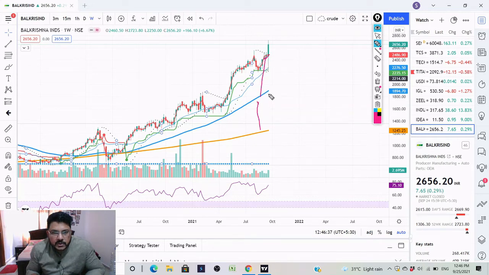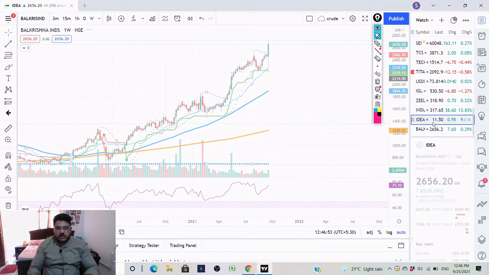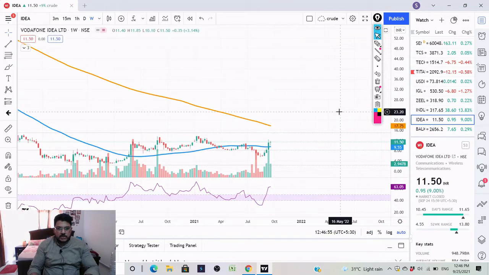The price has gone way far away and it's completely opened up. So we need to wait for the price to come here and form a pattern. So I don't think this is the right entry for us to take on this. So I have some more stocks here. Let's analyze them as well.